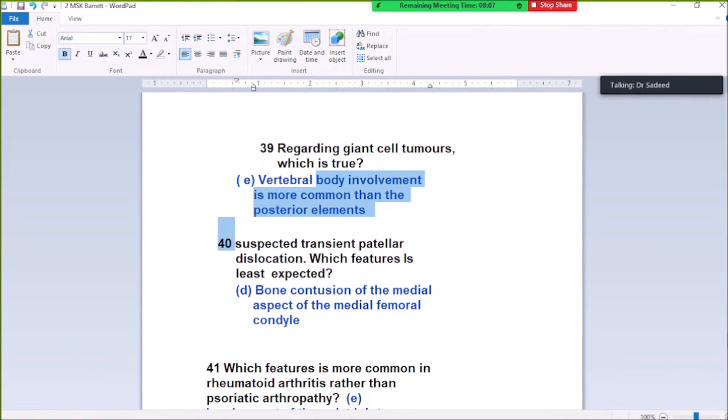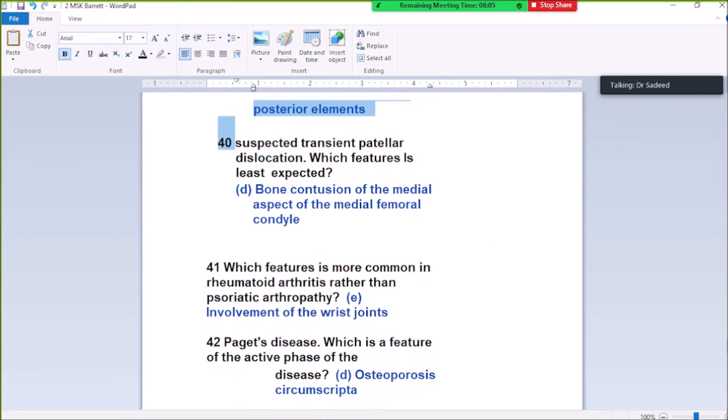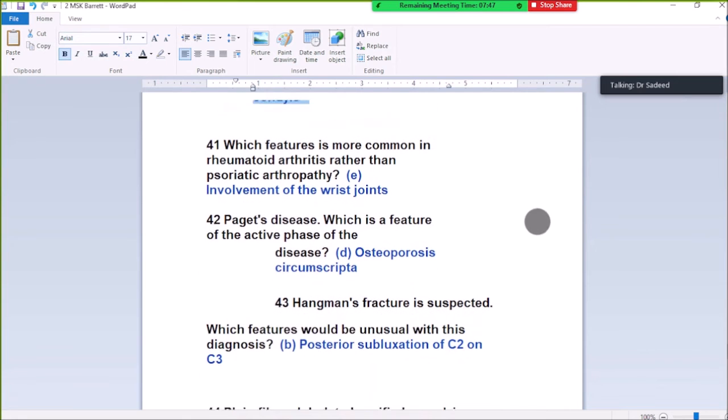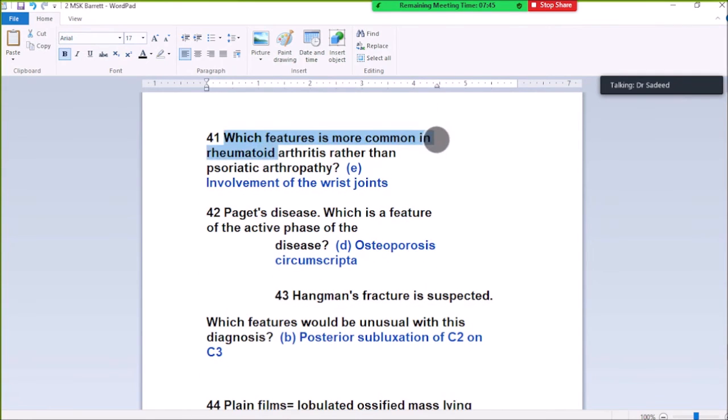Next question number 40. Suspected transient patellar dislocation. Which feature is expected? Bony contusion of the medial aspect of the medial femoral condyle is not expected in transient patellar dislocation. Question 41. Which feature is more common in rheumatoid arthritis rather than psoriatic arthropathy? Involvement of the wrist joint is more common in rheumatoid arthritis.